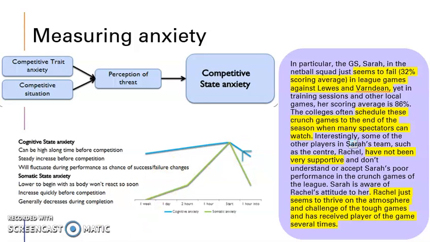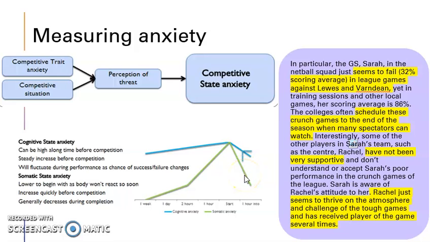These may fluctuate throughout the whole game, so if they are doing really well and their anxiety decreases, and then all of a sudden the other team scores 7 goals, their anxiety may increase again.